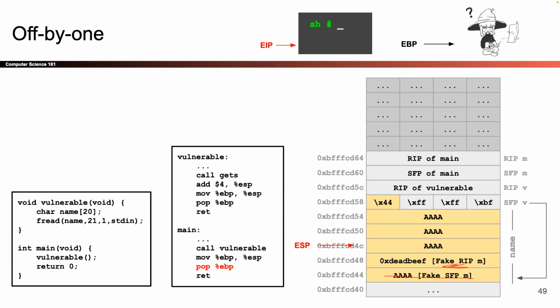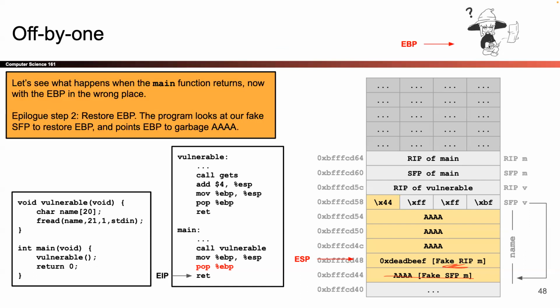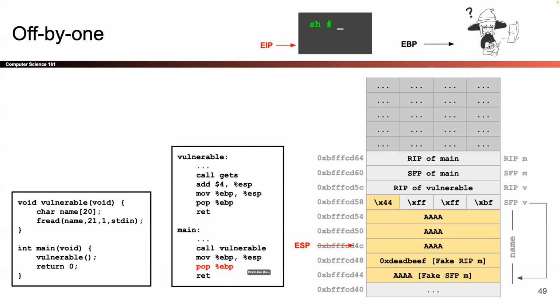Okay, there it goes. So that EIP used to point here. I took that value on the stack, I put it inside the EIP register, and now the EIP register is pointing at deadbeef where I put my glorious shellcode.